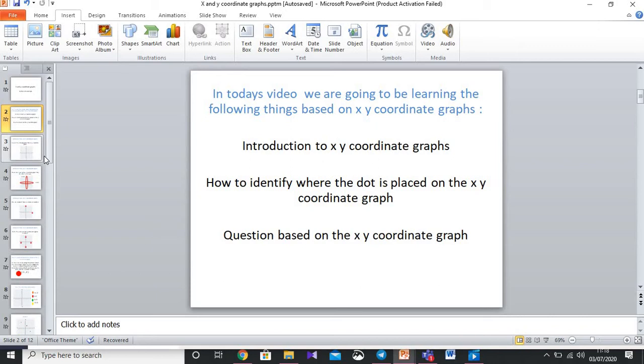In today's video, we are going to be learning the following things based on XY coordinate graphs. Introduction to XY coordinate graphs. How to identify where the dot is placed on the XY coordinate graph. Question based on XY coordinate graph.